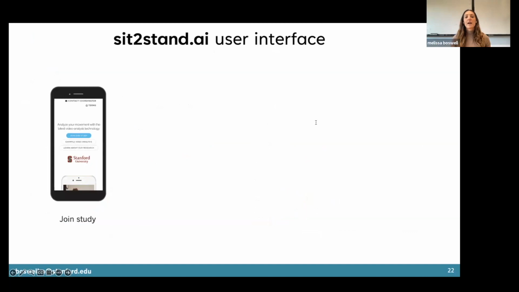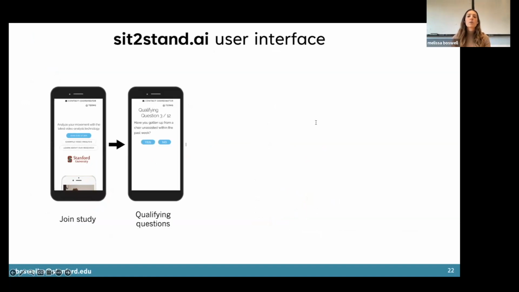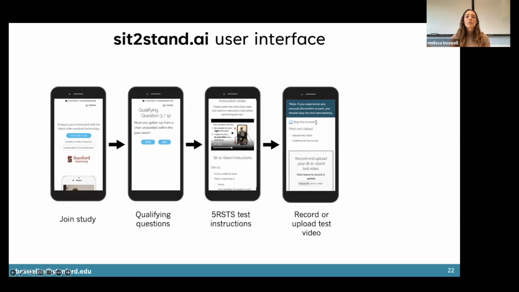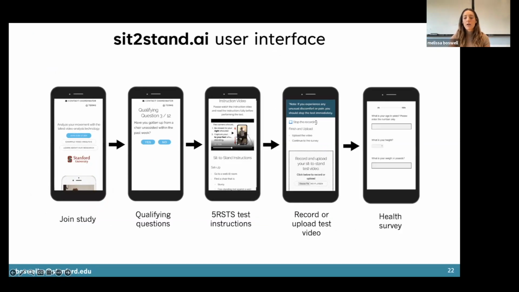So I wanted to share what the web app looks like from the user side. A user would go to our website, sit2stand.ai, and from there they could join our study. They would complete a set of qualifying questions as well as perform digital consent online asynchronously, and then they would get the sit-to-stand test instructions, both written and video. After recording the test, they would upload it through our platform and were immediately directed to a health survey.